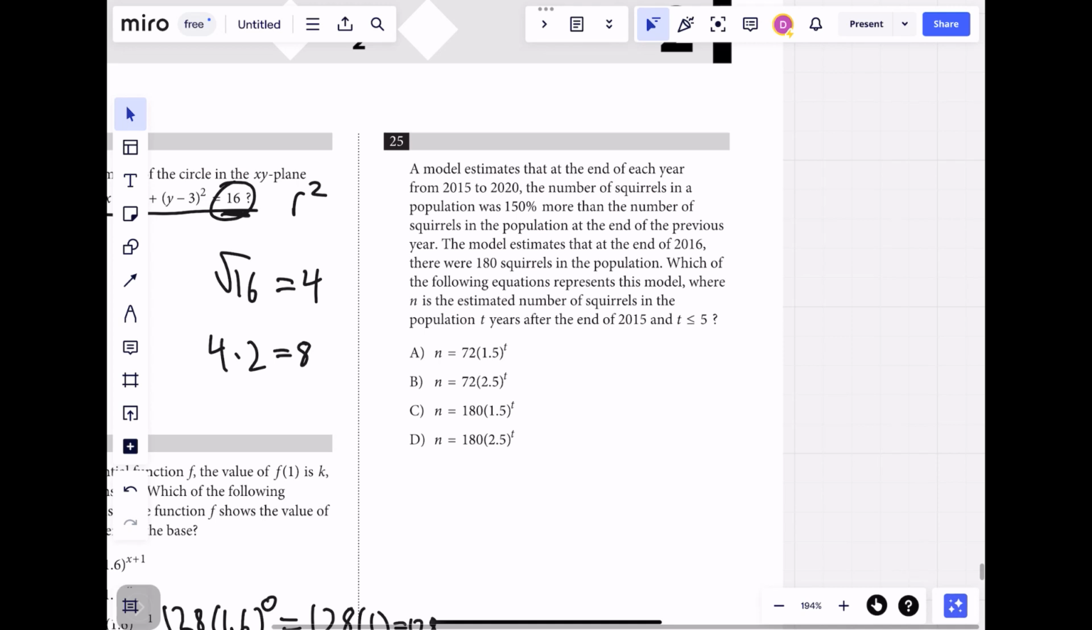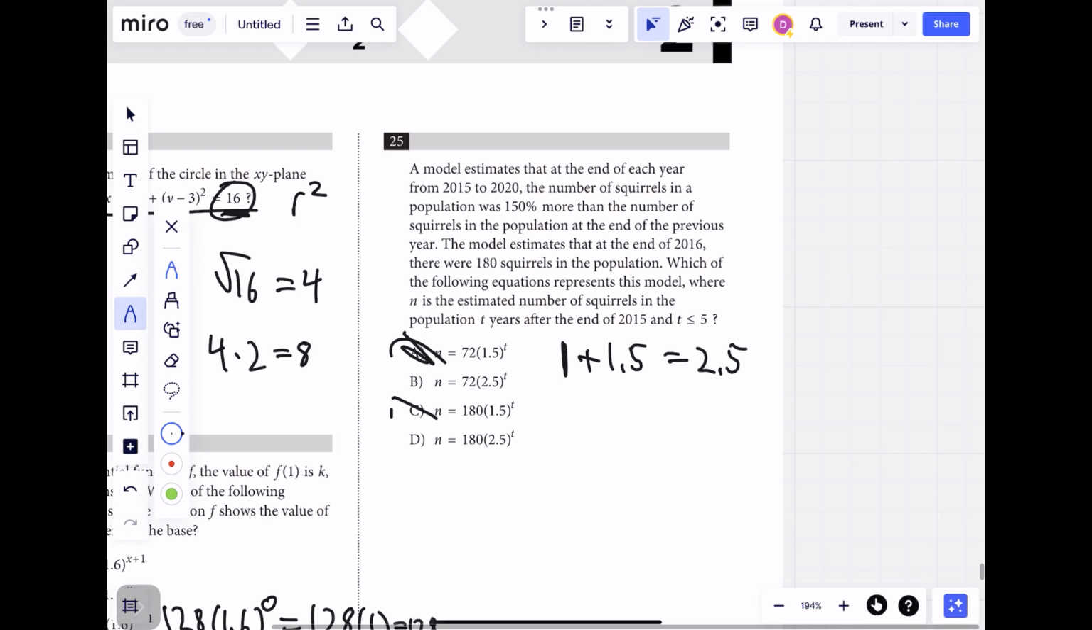So it's saying it increases 150%. If 1 is basically already 100%, we're adding 150% on top of that. So it's going up by 2.5 times. So we can eliminate this one and this one.